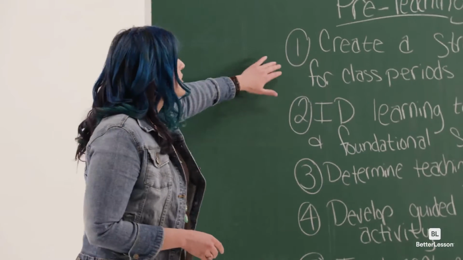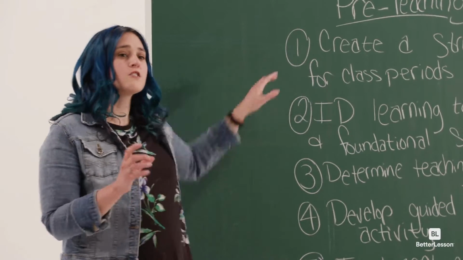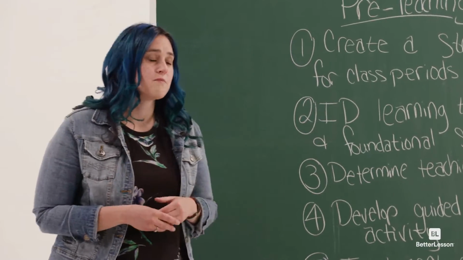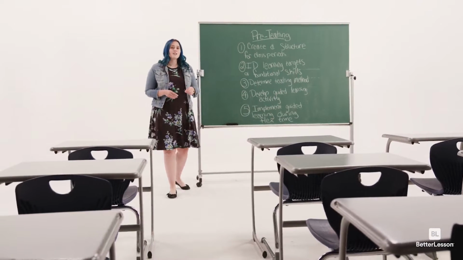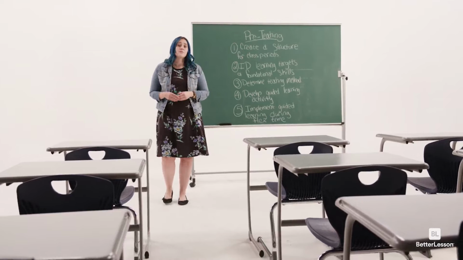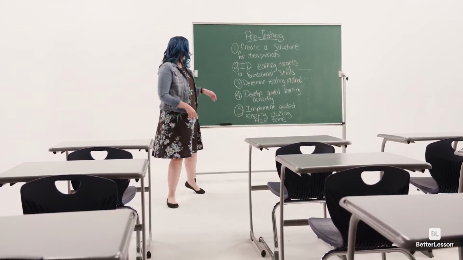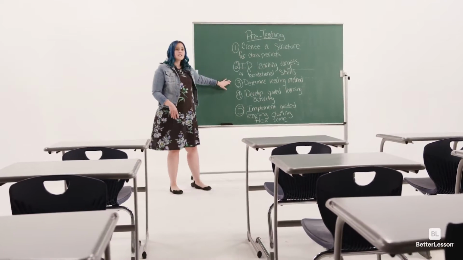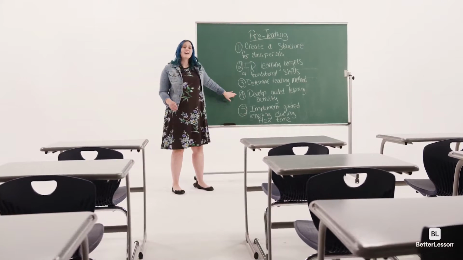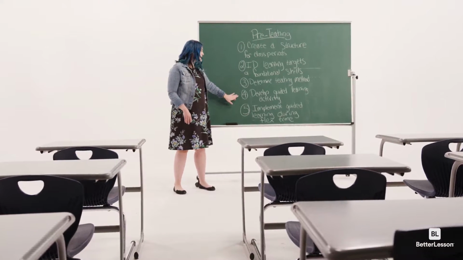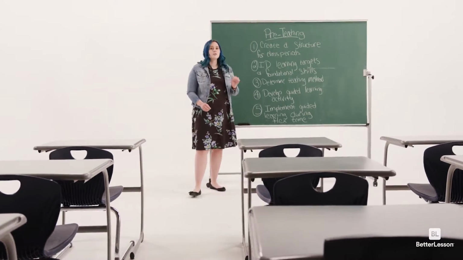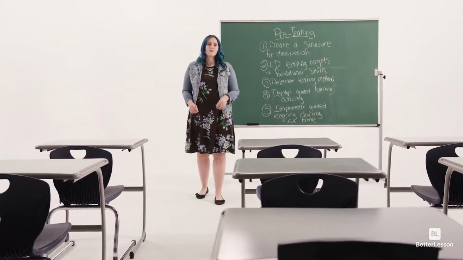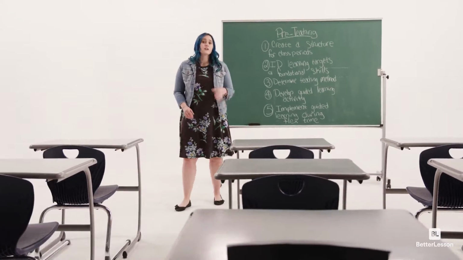First, you're going to create a structure for your class periods that includes that 15-minute flexible time period. Then you're going to identify the learning targets and the foundational skills that your students need to be able to meet those learning targets. Next, you will determine a teaching method and develop a guided learning activity for students. Finally, you will implement that guided learning activity during the 15-minute flexible time period the day before you teach the lesson.